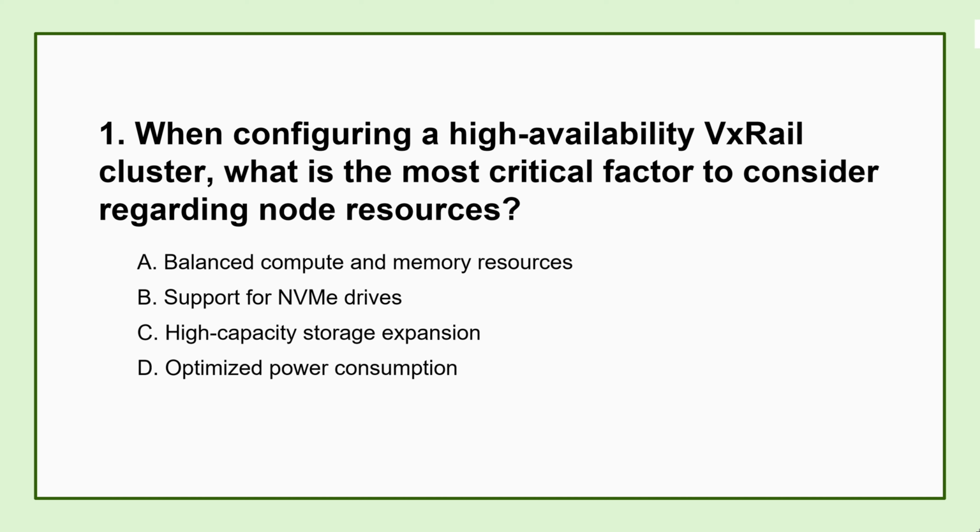So the correct answer is: high availability clusters rely on all nodes working together efficiently. If one node has more or less resources than the others, it can create bottlenecks or failover problems. Keeping compute and memory balanced ensures workloads are evenly distributed and everything runs smoothly.